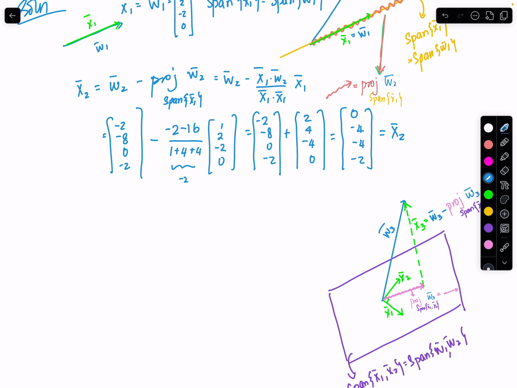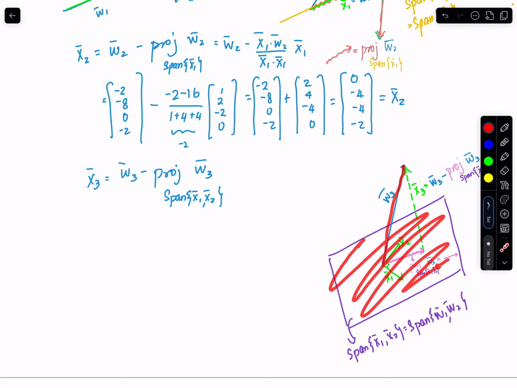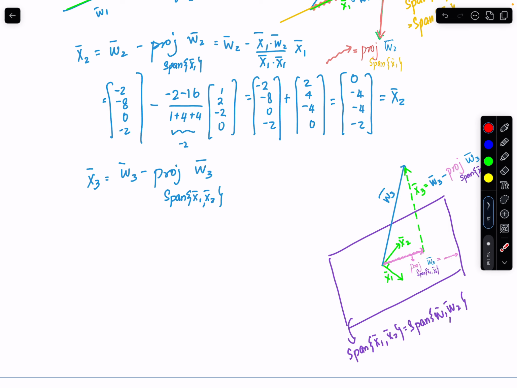Okay, so now how about x3? x3 will be w3 minus the projection of w3 onto the span of x1, x2. Take a look at this picture. You have w3, and this purple boundary depicts the subspace, the span of x1, x2, and w1, w2 right here. So look at the projection of w3 onto this space. That will give this squiggly purple vector. And then w3 minus that will give you this dotted vector x3.